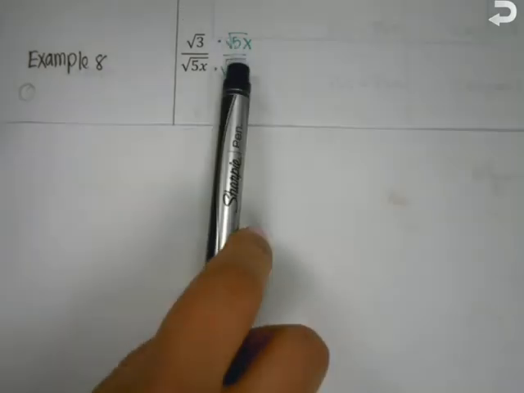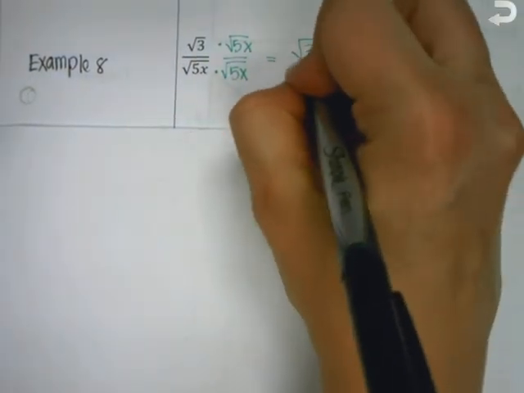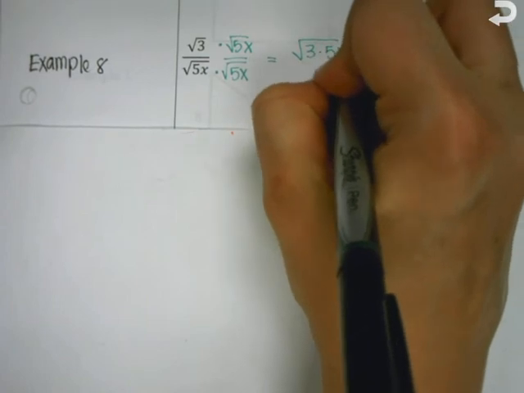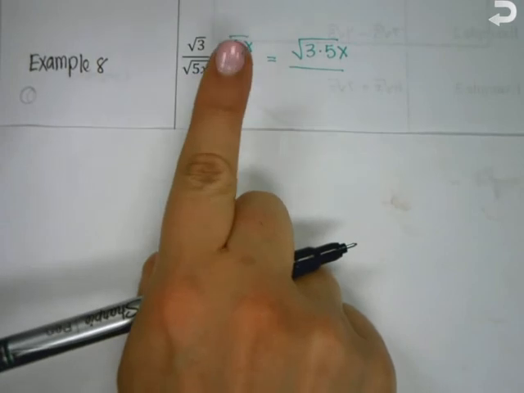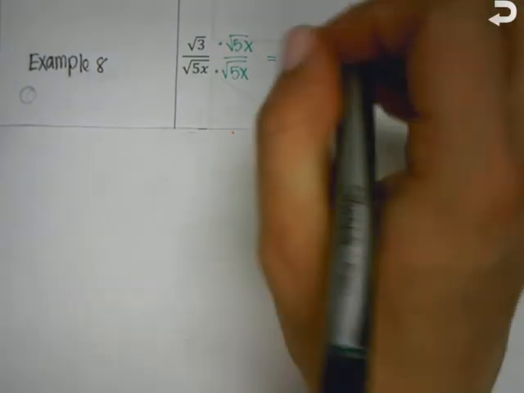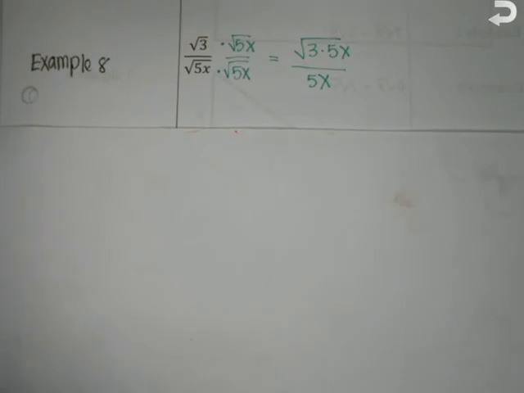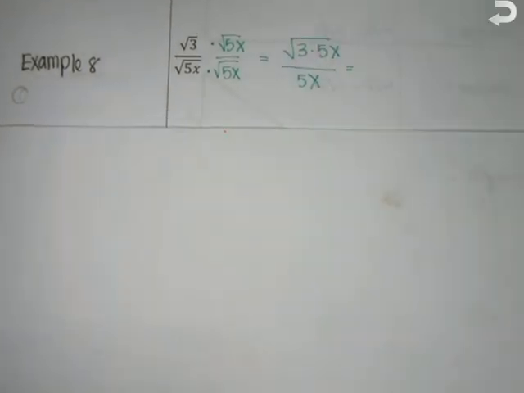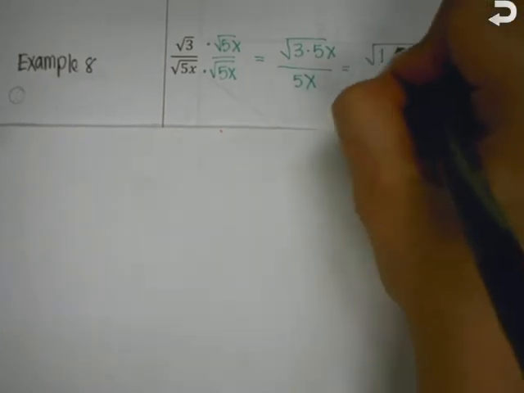Okay, so that becomes what? Square root 3 times square root 5. That is square root of 3 times 5, over square root 5 times square root 5. 5. It will always work out that way. So what's in the numerator? Square root 15 over 5. Can I simplify any more? No. So I'm done.